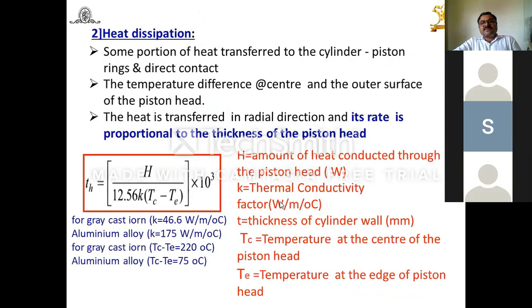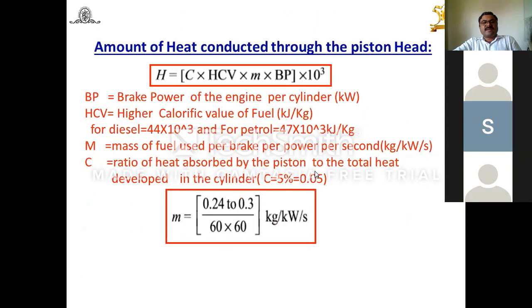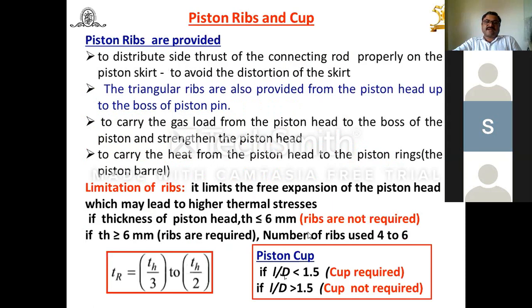Again, I have already told you, sometimes a cup type head may be required or may not be required. If the L by D ratio, L meaning length of stroke and D meaning bore diameter, is less than 1.5, the cup is required, and if L by D is greater than 1.5, then the cup is not required. That means when to go for a piston rib: when thickness is less than 6 or greater than 6, it decides whether the rib is required or not. Similarly, length of stroke by bore diameter decides whether the cup is required or not. And if required, the thickness of the rib is calculated from the thickness of the piston head, that is TH by 3 to TH by 2. This is about the piston rib and piston cup.